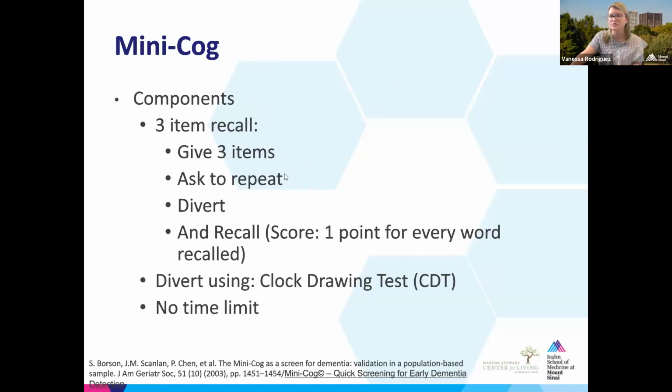And then we have another similar one, which is the Mini-Cog. The Mini-Cog incorporates a clock drawing test, but this one also incorporates a recall element. You say 3 items to the person, they repeat them back to you, and then you divert. The diversion happens with the clock drawing test, which we just covered. It's very simple and usually takes about 3 minutes. When you're done with the clock drawing test, you go back and ask for those 3 items.